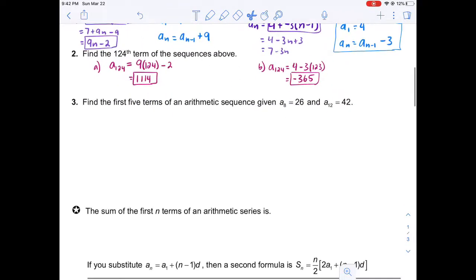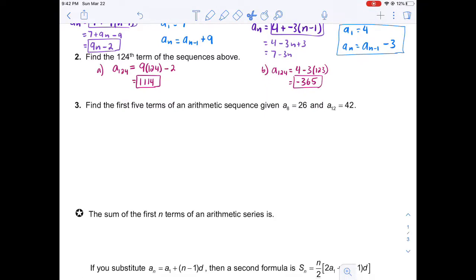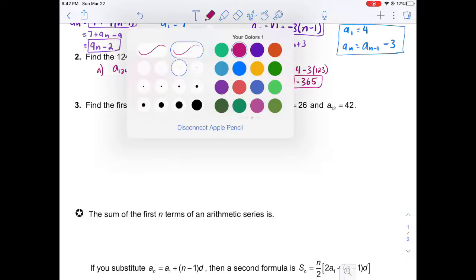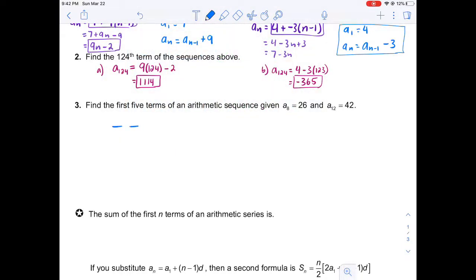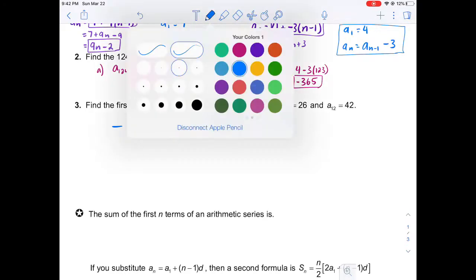All right, number 3. Find the first 5 terms of an arithmetic sequence given that the 8th term, A8, is 26, and the 12th term, A sub 12, is 42. So if we think about this, we know it's got 1, 2, 3, 4, 5, 6, 7, 8. This term has a value of 26. 1, 2, 3, 8, 9, 10, 11, 12. So that means this term is 42. Well, there's some common difference that's getting me from 26 to 42 and then all the way back to these other numbers, but we have no clue what that is.